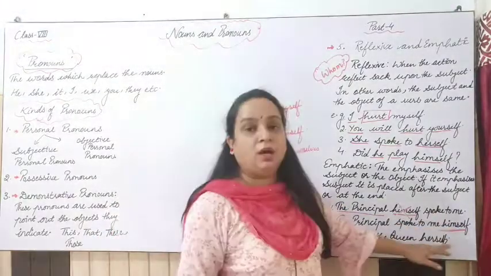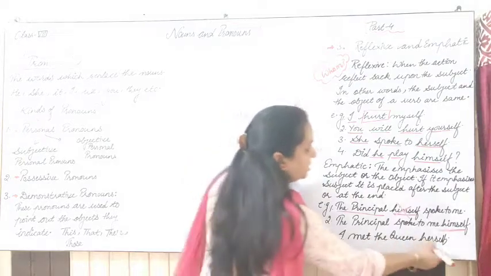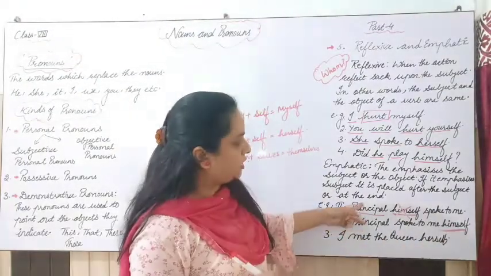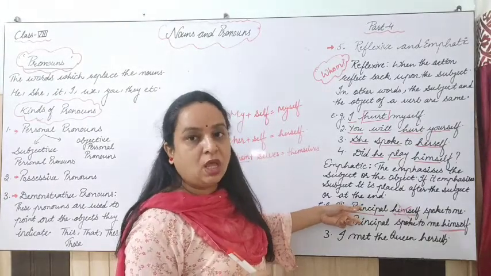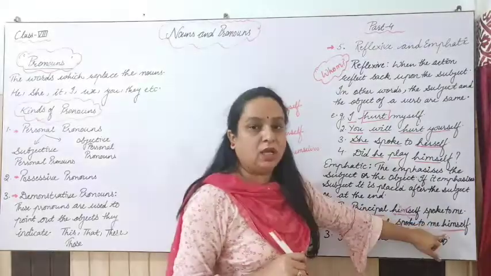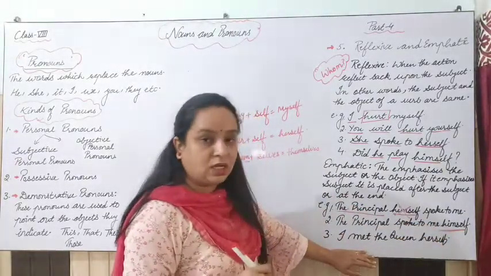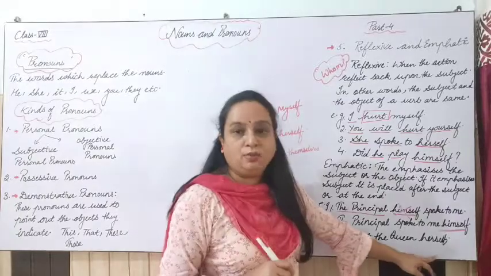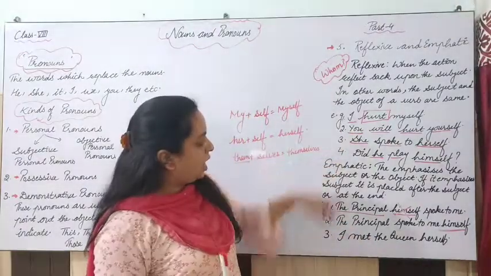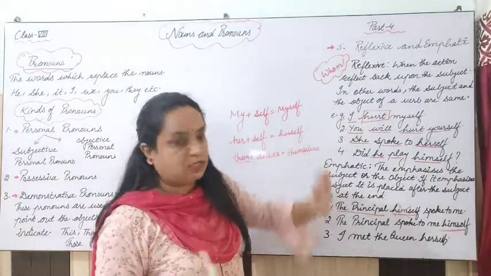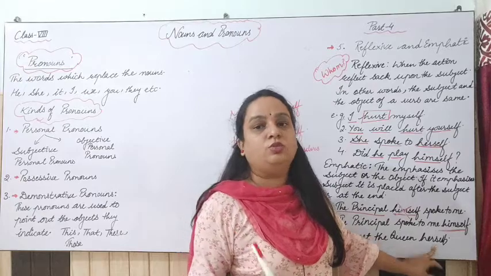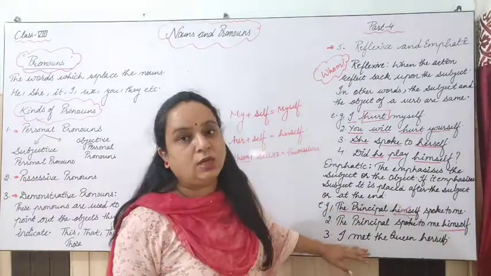I met the queen herself. So here it is as an object. In these first two sentences, it is working as emphasis on the subject, but one is at the start and the second is at the end of the sentence. In the third sentence, it is working as an object. I met the queen herself. See here, I and herself, both are different, right? So that is also one way. Here it is working as an object.